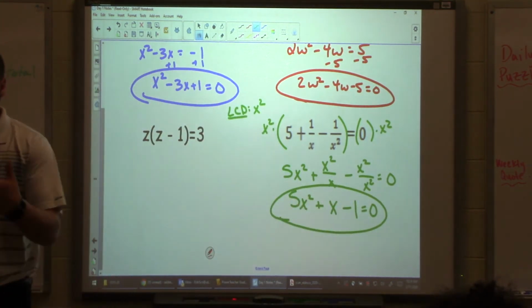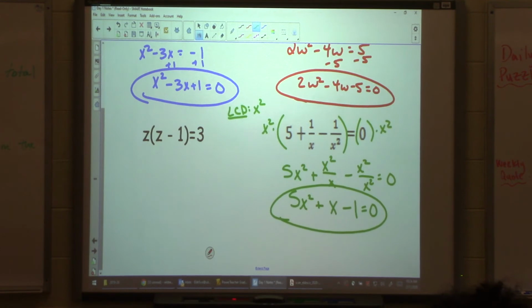So if you're dealing with fractions, we don't want to deal with those when we're trying to solve these. Multiply by the least common denominator, gets rid of your fractions, and you can go from there.